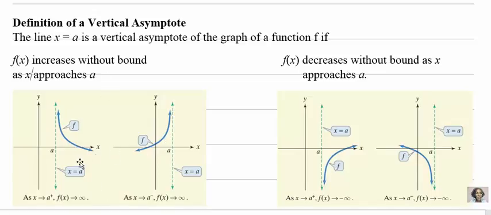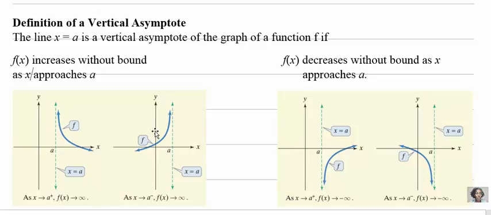So notice that's what's happening here. The y values, as this function gets closer and closer to a, so here's a, here's the vertical line x equal to a, get larger and larger and larger. So I have a vertical asymptote if, as the function approaches this line, here the function's approaching the line from the right, here the function's approaching the line from the left.